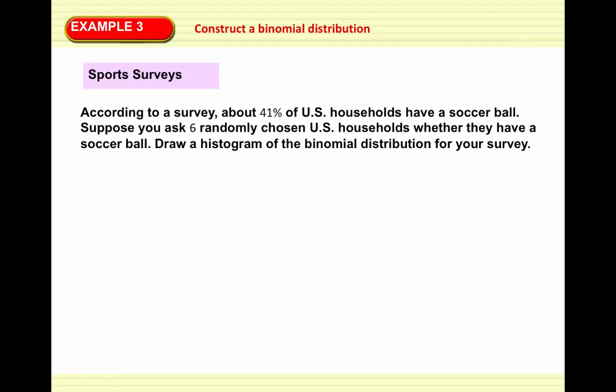So we're going to construct a binomial distribution. According to a survey, about 41% of U.S. households have a soccer ball. Suppose you ask 6 randomly chosen U.S. households whether they have a soccer ball. Draw a histogram of the binomial distribution of your survey. Okay, so our probability of success is going to be 0.41. Our probability for failure will be 1 minus that. N is 6 because we're asking 6 households, and it could turn out that either 0, 1, 2, 3, 4, 5, or 6 of those households actually have a soccer ball.